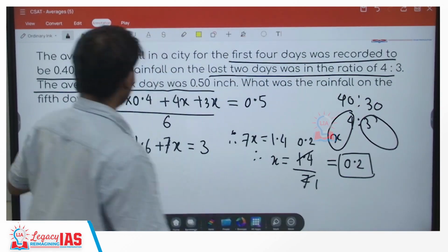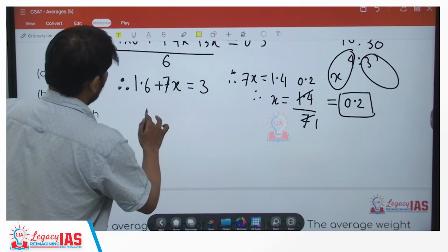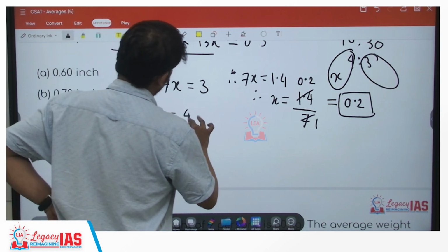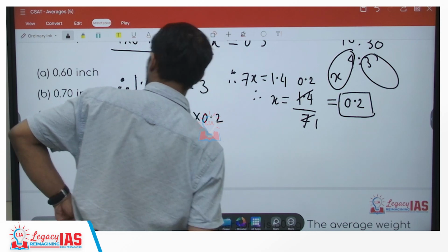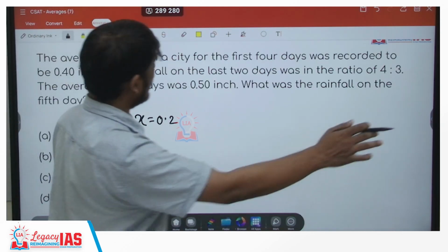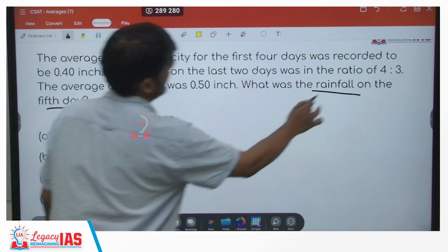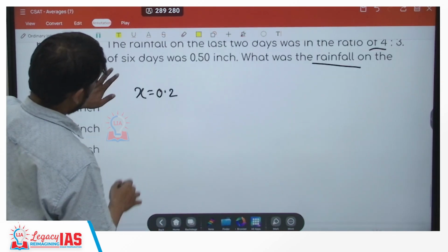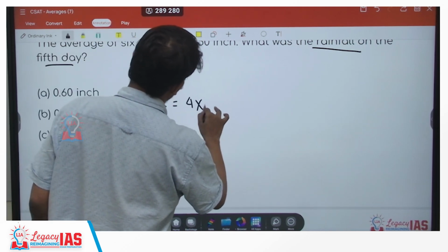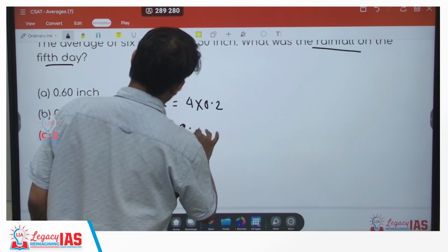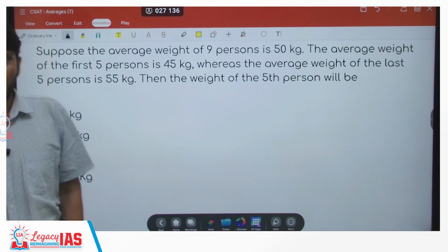What was the rainfall on the 5th day? 5th day means 4x. So the rainfall on the 5th day will be 4x equals 4 into 0.2 equals what? 0.8. So we got to know that x is 0.2, and what do we want? The rainfall on the 5th day. That means 4 times x. Therefore, rainfall on the 5th day would be 4x equals 4 into 0.2 equals 0.8 inches, and hence the correct answer is option C. Now let's move on to the next question.